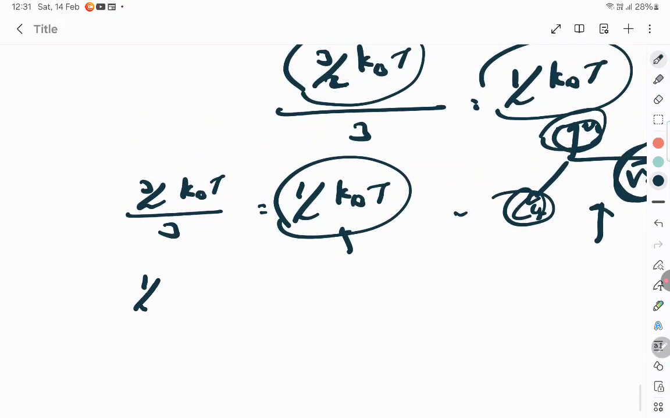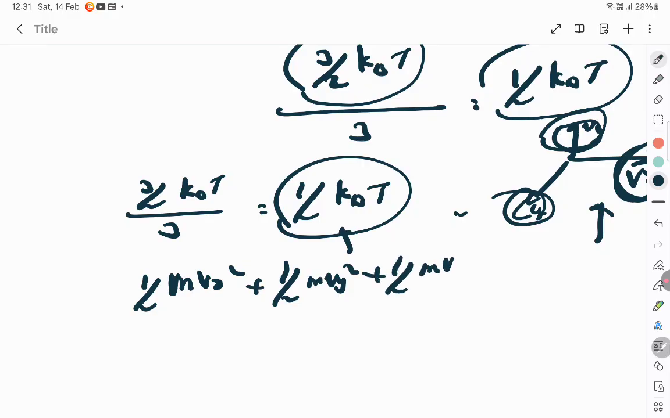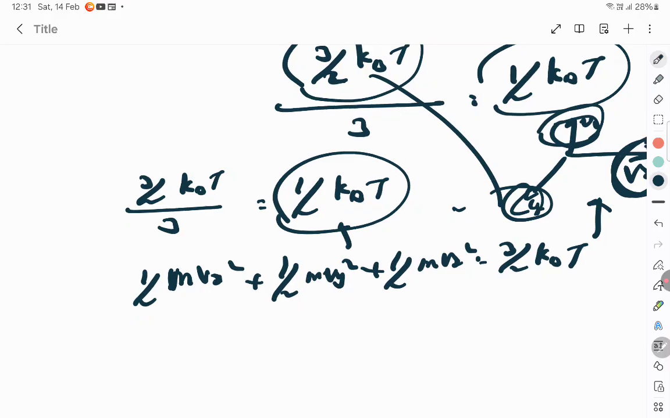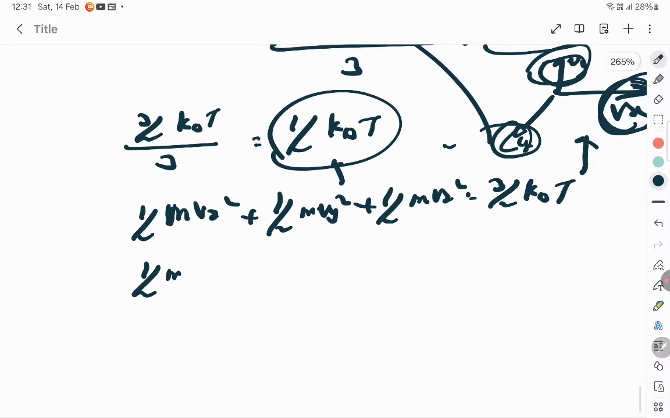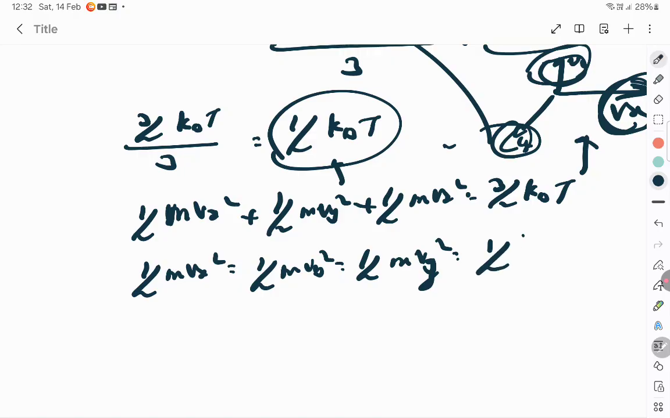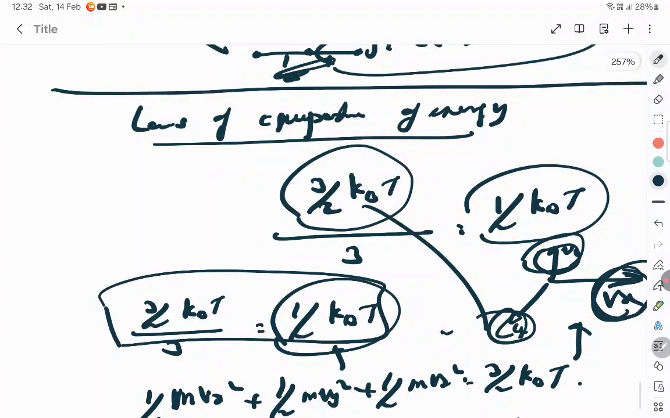So it's half m Vx square. The total energy is half m Vx square plus half m Vy square plus half m Vz square, which corresponds to 3 by 2 kBT. But you know that every energy is equally partitioned. Half m Vx square is equal to half m Vy square is equal to half m Vz square. So every component will be 1 by 2 kBT. After dividing by 3 we got it, no? You have to write this here.